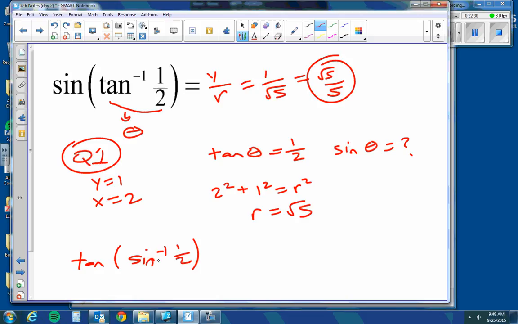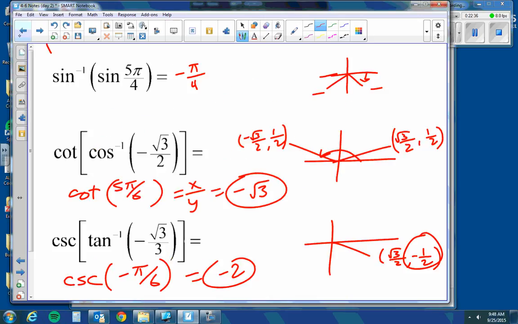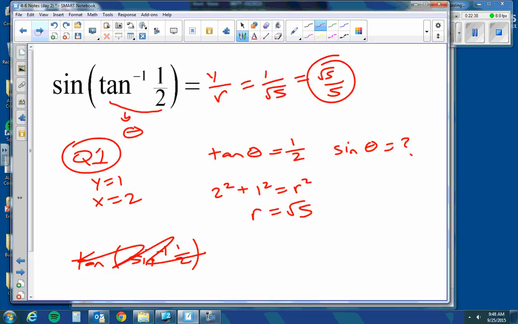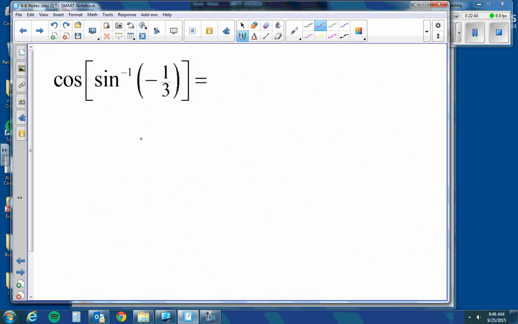Okay, and I would have done it that way. And that's the point. This works on all the problems, but you don't want to do it on all the problems. If you can use the unit circle, then do that. But here, once again, we can't, because we don't know where sine is 1/3. So let's do the same thing.